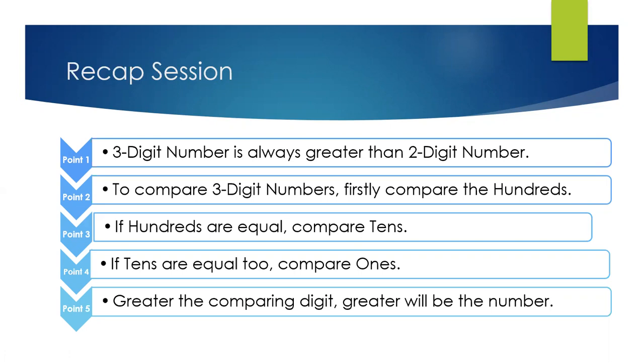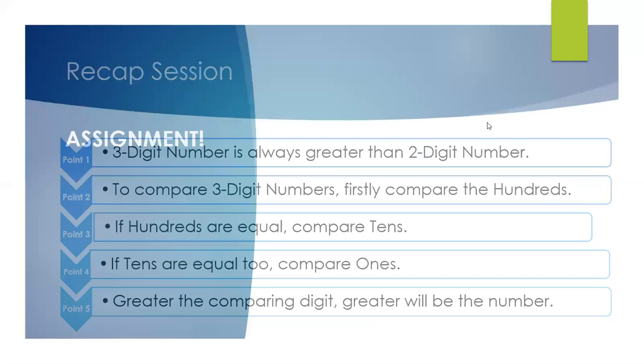So whenever we are comparing numbers of different digits, the number which is comprising of greater number of digits is always greater. And when we are comparing two numbers of same number of digits, then firstly we will compare the highest place value, then the smaller, and then the smallest. And if they are three-digit numbers, firstly we will compare hundreds, then we will compare tens, and at the end we will compare ones. And the greater the comparing digit, greater will be the number. And this was all with today's lesson.